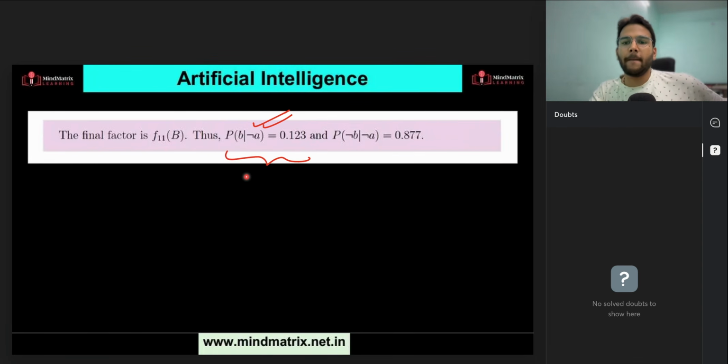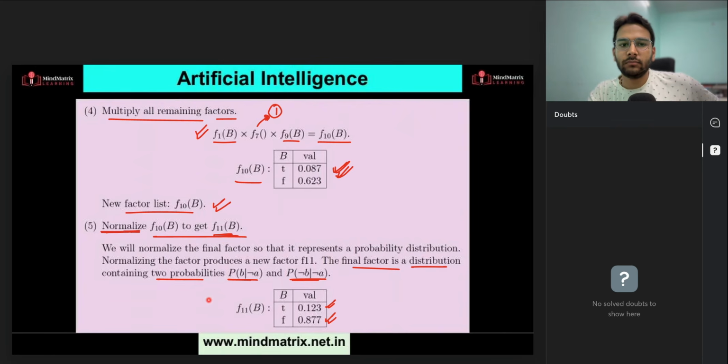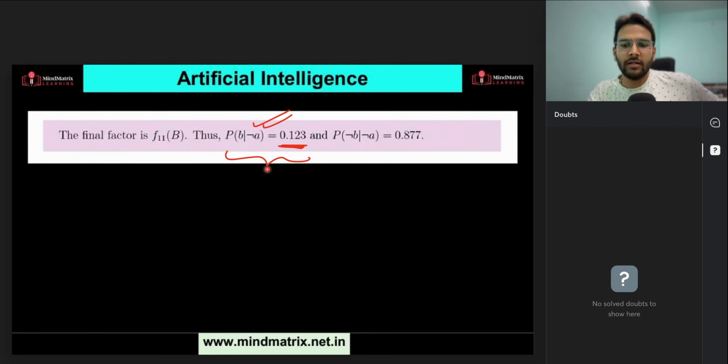Is this clear? Any doubt, anyone? So this is the final factor that you are getting. And this was the initial question, right? What is the probability of burglary given that alarm is not going to go off? So this is the final value. Is this clear? Crystal clear? This is how we perform the variable elimination algorithm. Abhas and Gurudeep, any doubt?